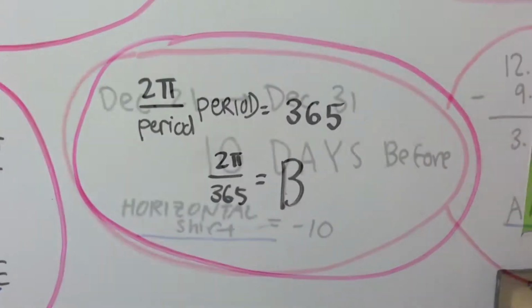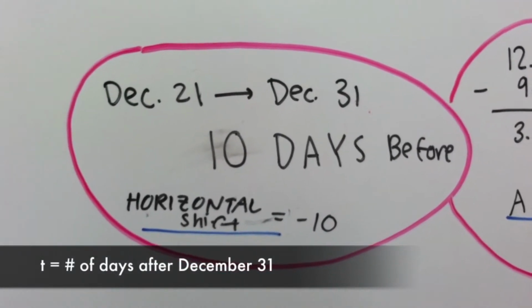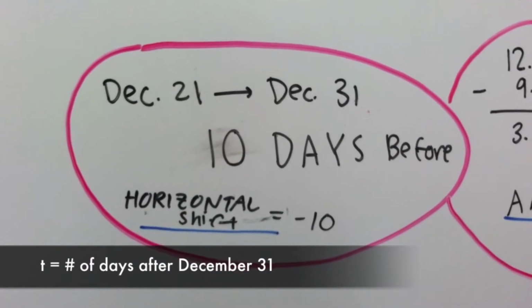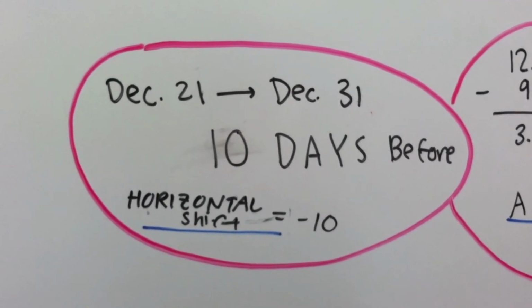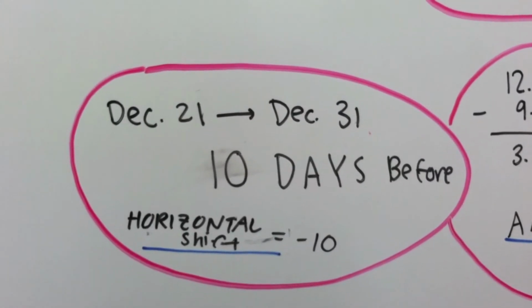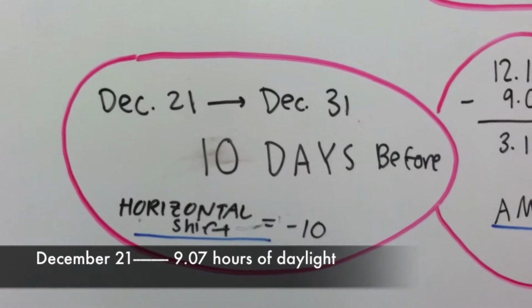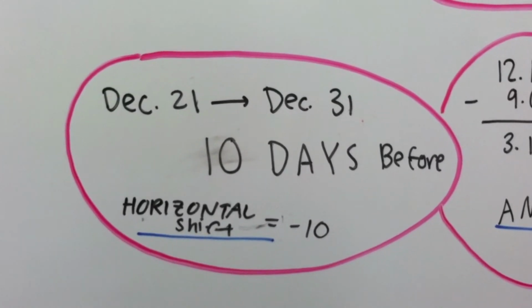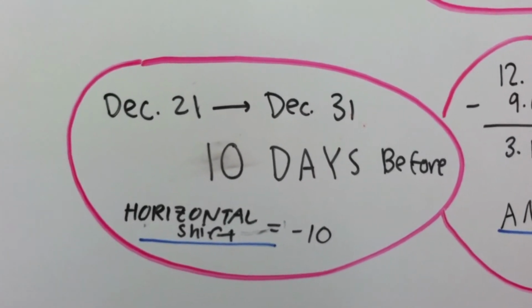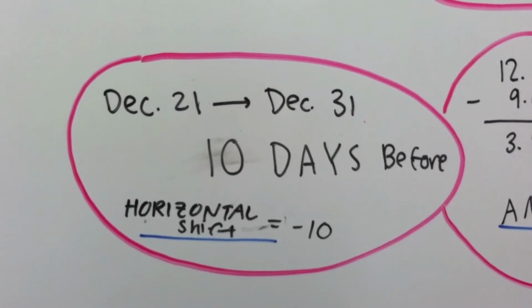Because we are starting at t, where t is counted as the number of days after December 31st, the graph has a horizontal shift to the left of 10 because the minimum of the data is 9.07, which takes place on December 21st. And December 21st is 10 days before December 31st, so h would be equal to negative 10.